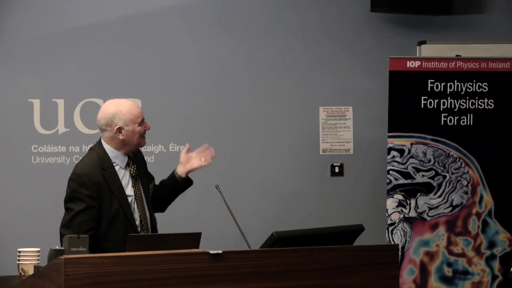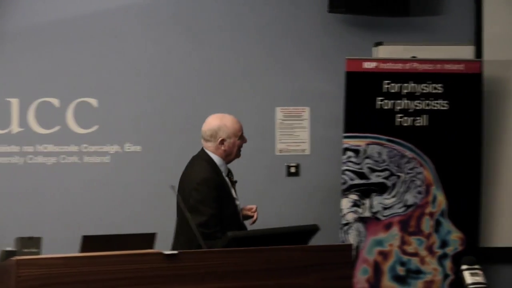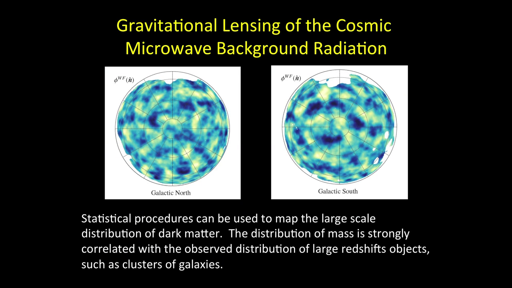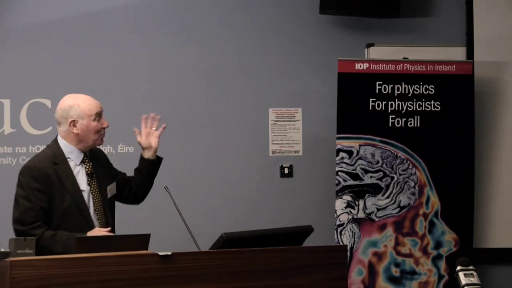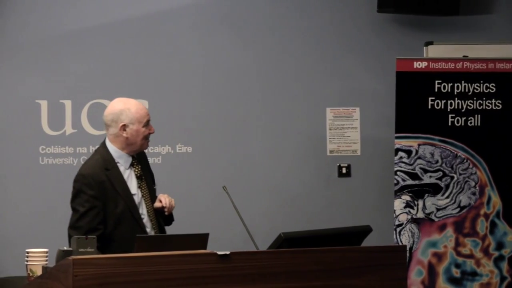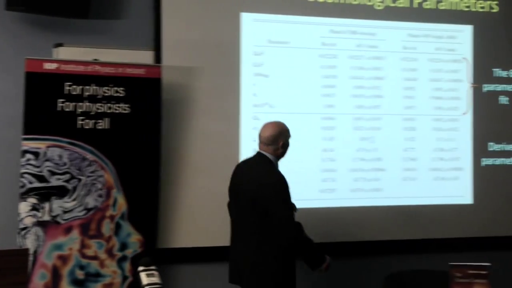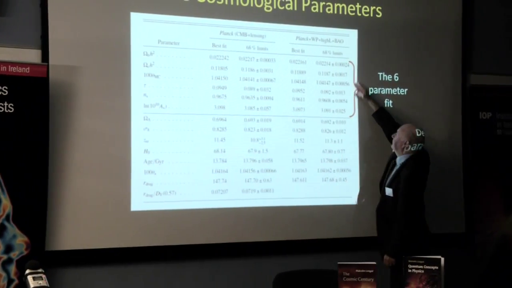And here's the map of the large-scale density perturbations. This is all in dark matter which has come out of these. This is not as well known as the other pictures, but to me, this is absolutely stunning, showing the distribution of dark matter on the very, very large scale. And it's correlated with things you can actually see in the universe. Well, here are the cosmological parameters. Here is the six-parameter fit to everything.